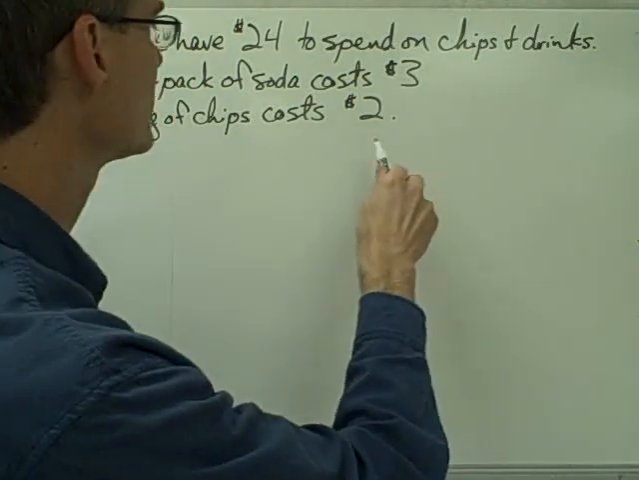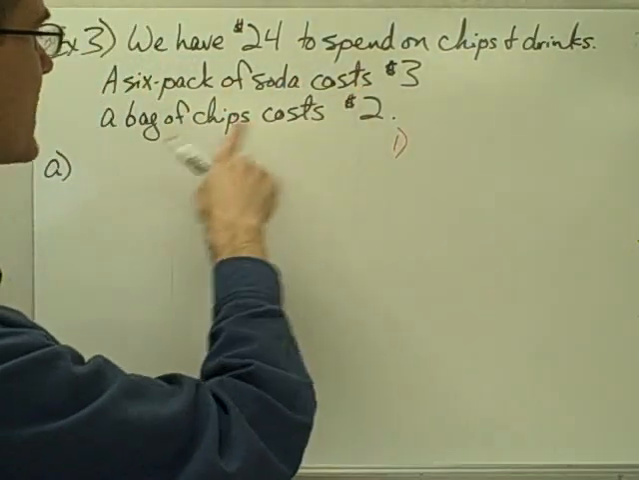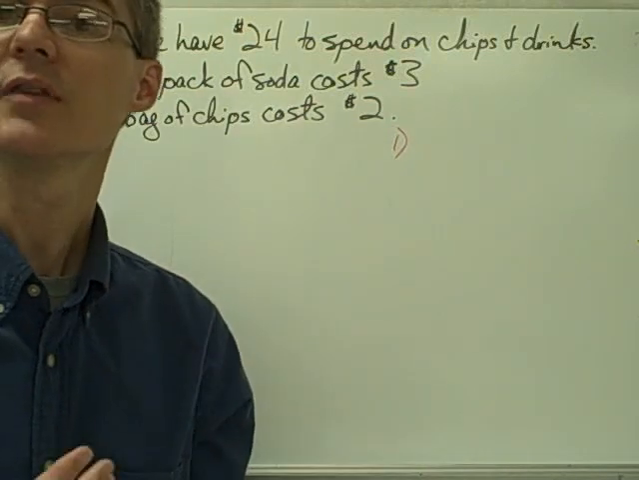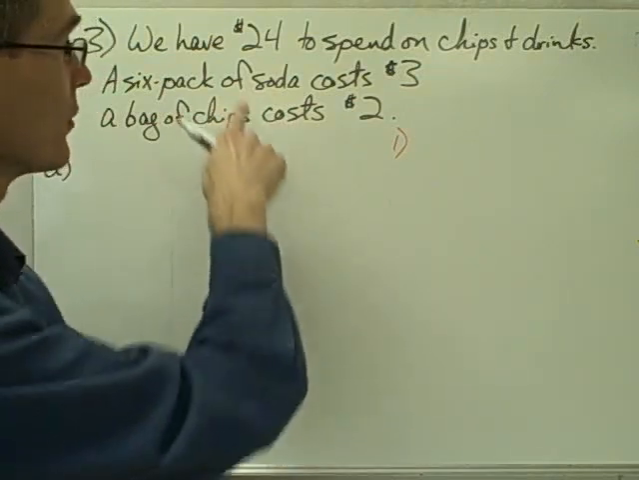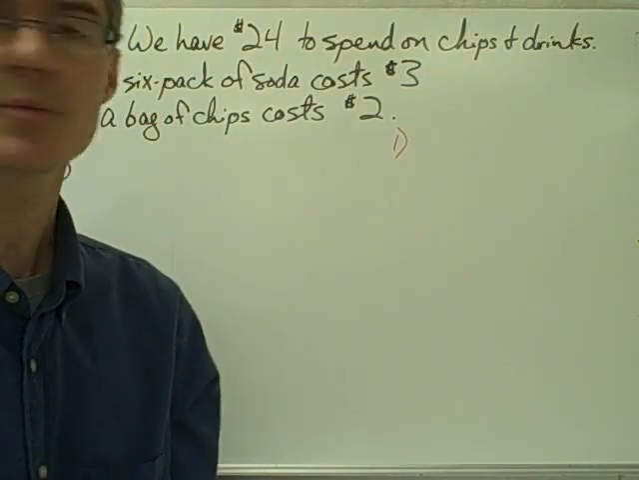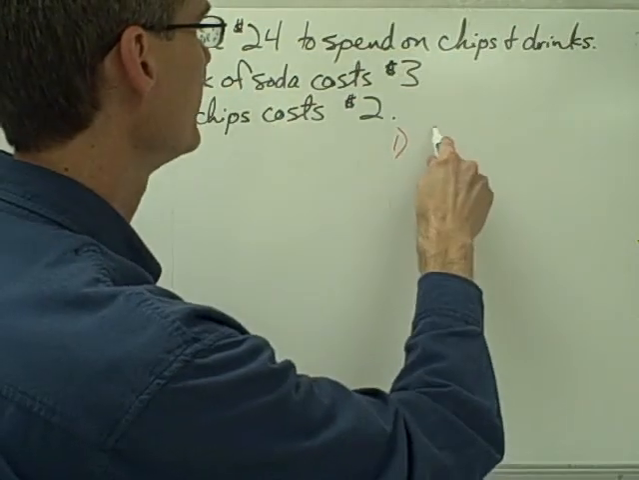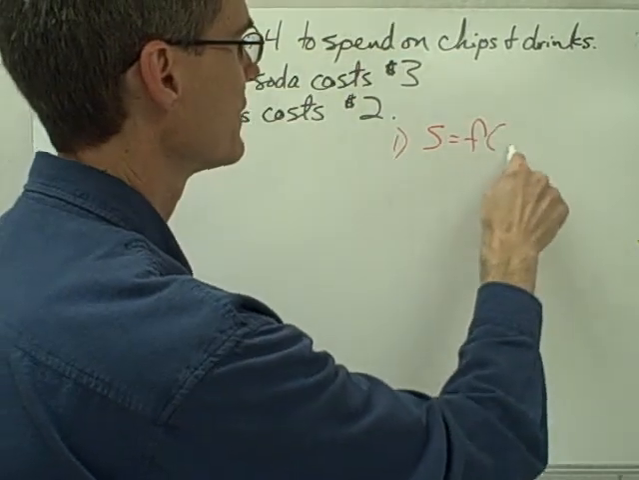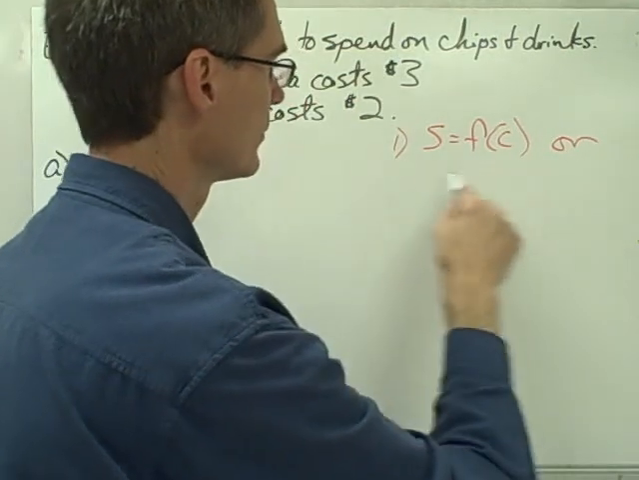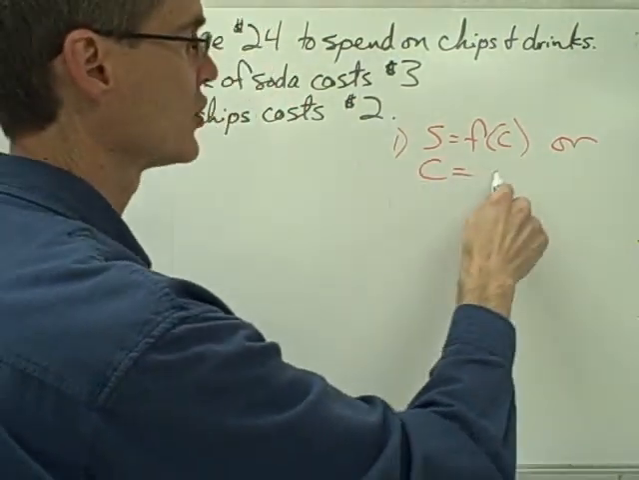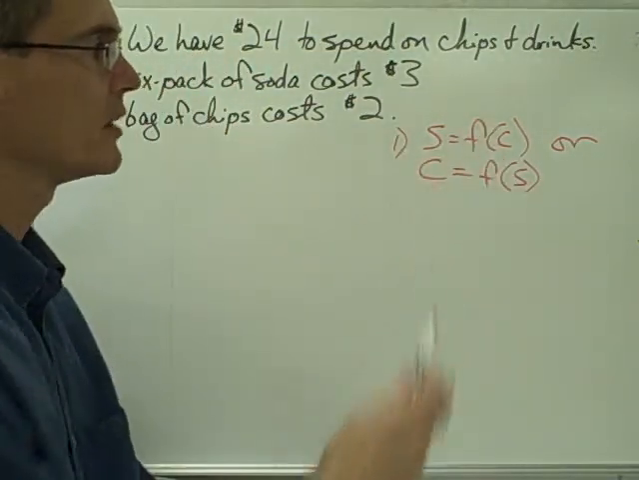I want to note a couple of things. First, let's note that the number of 6-packs I can buy depends on the number of bags of chips that I buy. The more chips I buy, the fewer 6-packs of soda I could buy, or the more soda I buy, the fewer bags of chips that I could buy. So these two things depend on each other. So I could say the amount of soda I buy is a function of the number of bags of chips that I buy. Or I could also say the number of bags of chips I buy is a function of the number of 6-packs of soda I buy. So this could go either way in this case.